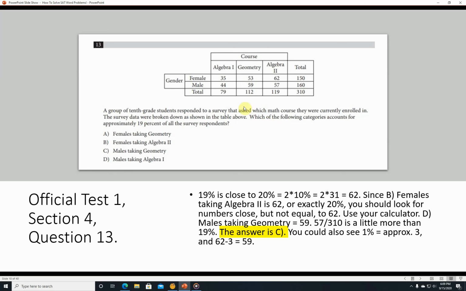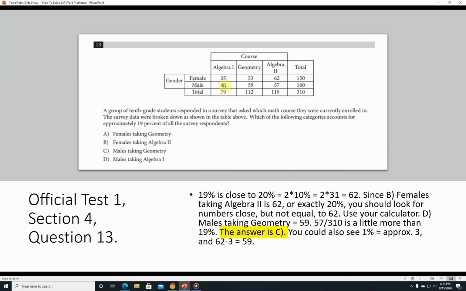All right, so one nice thing is they sum it up for you, so whether you go by the total in each course or the total male and total female students, either way you get a total of 310 students. So we need to know 19% of the survey respondents. 19% is obviously pretty close to 20%, and it's really easy to figure out 10%, and 20% is 2 times 10%. So all we have to do is say, okay, 10% of 310 is just 1/10. You just move the decimal point, so it's 31.0. And then 2 times 10% is 2 times 31, which is 62.